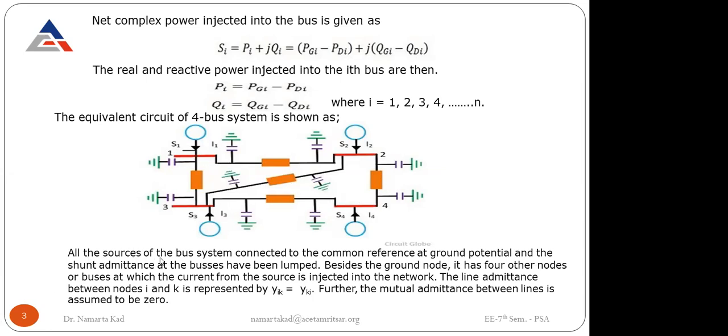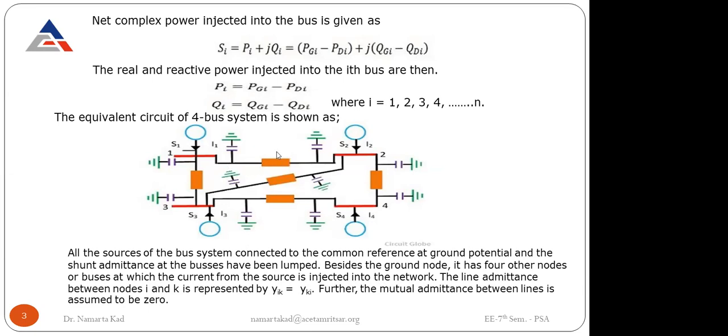Okay, all the sources of the bus system are connected to the common reference at ground potential, and the shunt admittances at the buses have been lumped. Besides the ground node, it has 4 other nodes or buses at which the current from the source is injected into the network. The line admittance between nodes I and K is represented by YIK. Here I and K are the bus numbers.